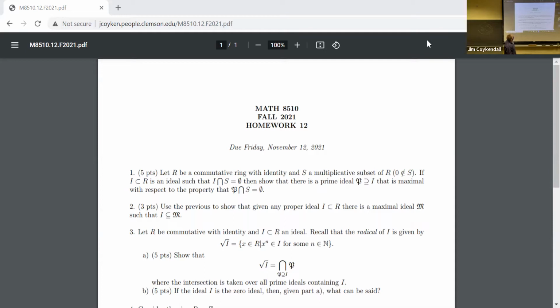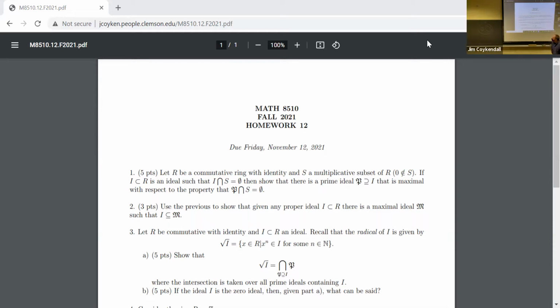Number 2, show that given any proper ideal I in R, there's a maximal ideal that contains it. We've already proved this using Zorn's lemma. This is a big thing we did last time. Using 1, there's a quick way to do it. But of course, 1 requires Zorn's lemma as well.